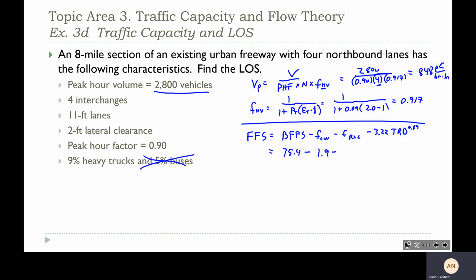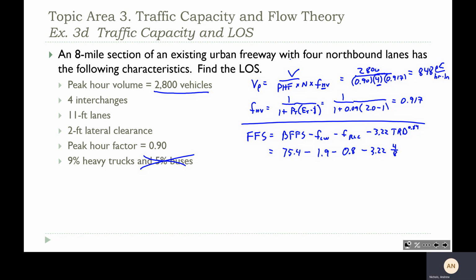What is it from the table? 0.8. Yep. So we've got 2-foot lateral clearance and we have 4 lanes in one direction. So from that table, we get 0.8. And then our TRD is the ramp density. So we have 4 interchanges over an 8-mile segment. So we would have 4 per 8.